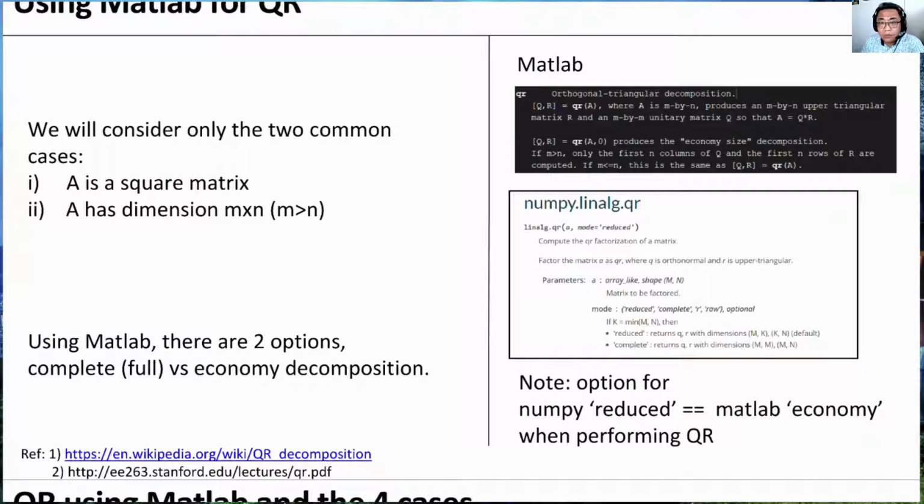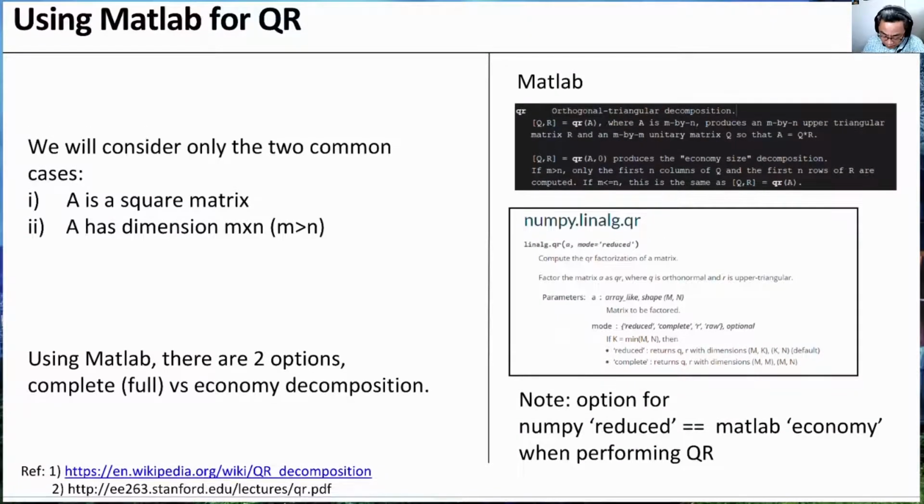We'll only consider 2 common cases. The 2 common cases are that A is a square matrix first, that's the easier one, and the other one is A is tall and skinny.